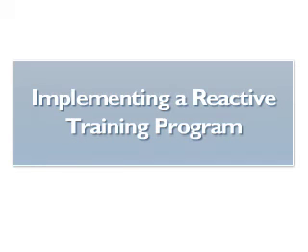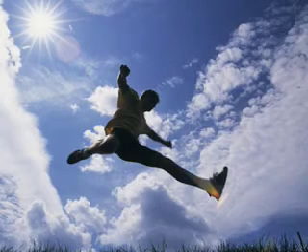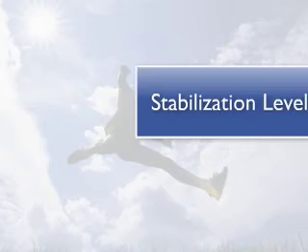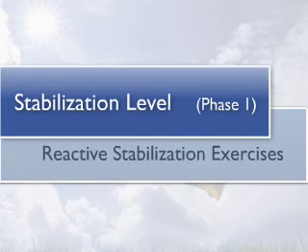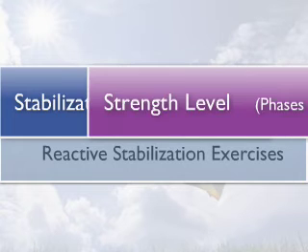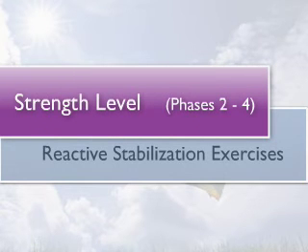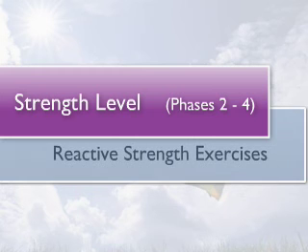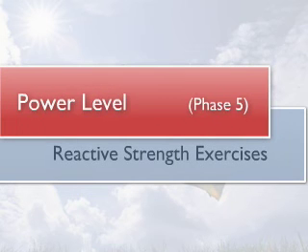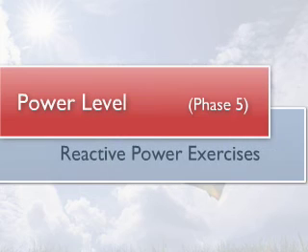Implementing a reactive training program requires that health and fitness professionals follow the progression of the OPT model. For example, if a client is in the stabilization level of training, or Phase 1, select reactive stabilization exercises. For a client in the strength level of training, Phases 2, 3, and 4, a health and fitness professional should select reactive strength exercises. For an advanced client in the power level, or Phase 5, select reactive power exercises.